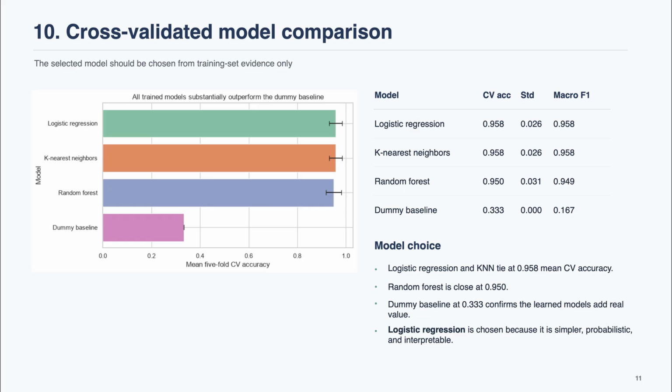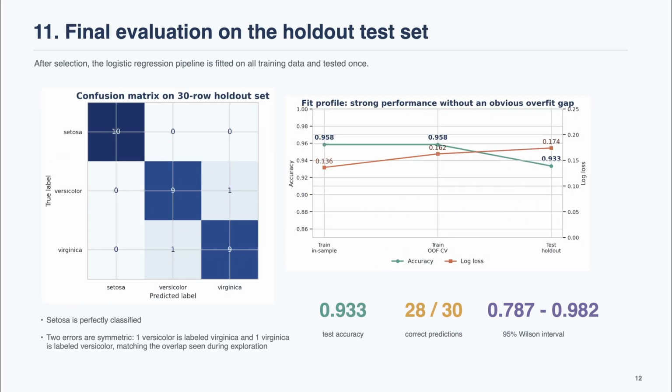Logistic regression is selected as the final model. It is not selected because logistic regression is always the best model. It is selected because, in this project, it matches the strongest validation performance while also being simple, probabilistic, and easier to interpret. After selecting logistic regression, the final pipeline is fitted on the full training set and evaluated once on the untouched holdout test set.